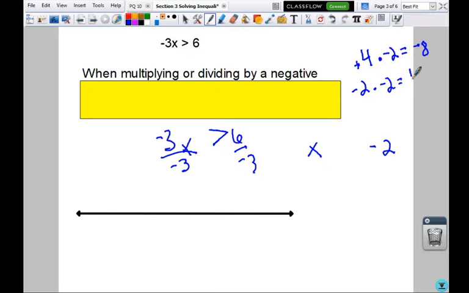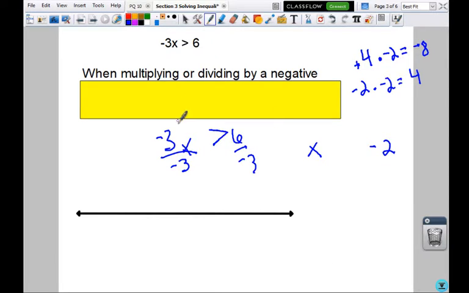It is positive 4, right? Okay. Whenever we multiply by a negative, doesn't our sign change, right? My positive changed to a negative. This negative changed to a positive. This positive changed to a negative. Because whenever we multiply or divide by a negative, we have the opposite sign.